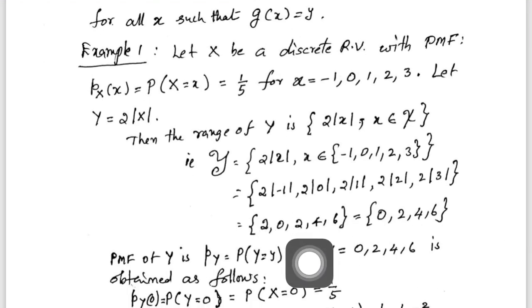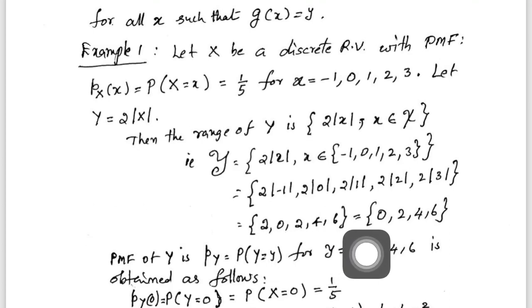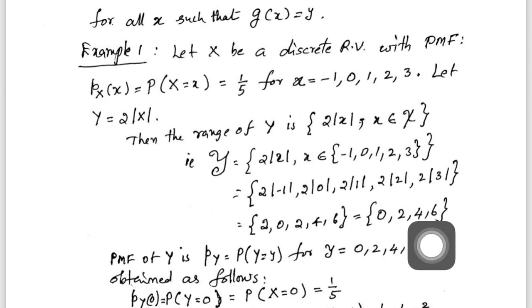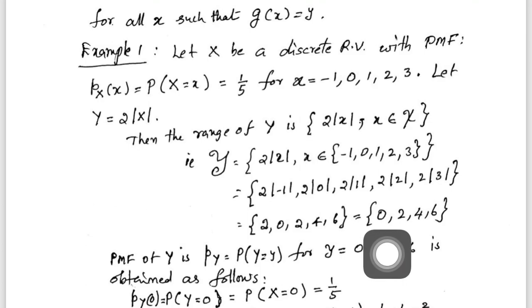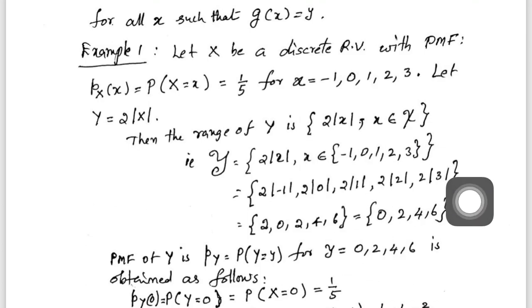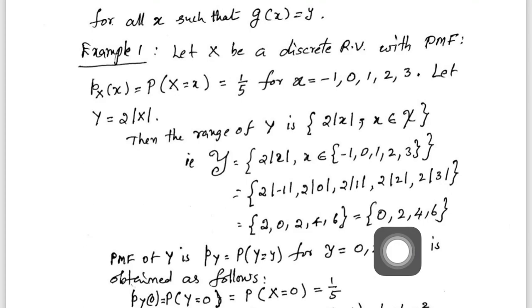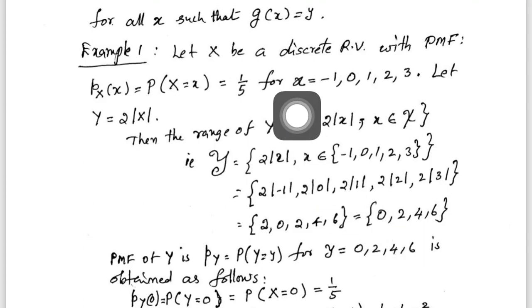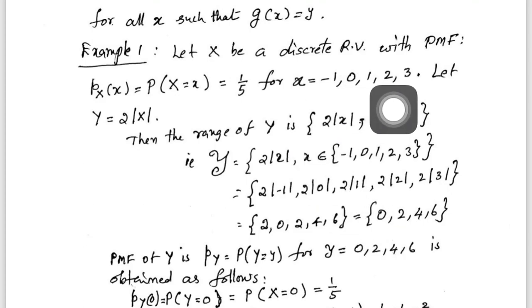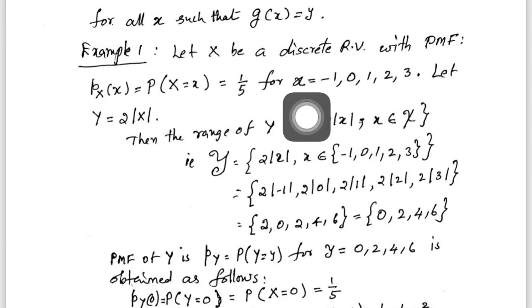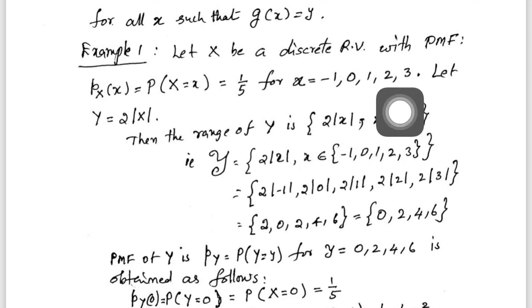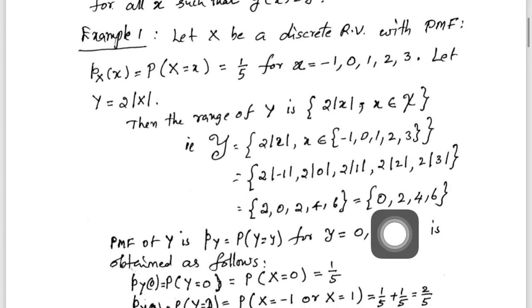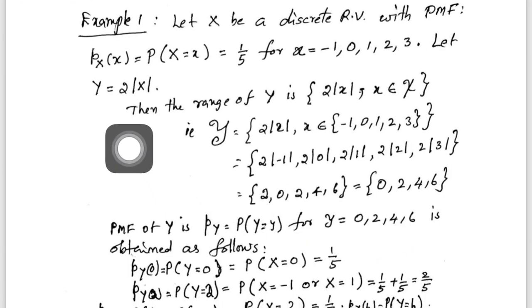This is 2, 0, 2, 4, 6. And 2 is repeated, so in this set you need not repeat 2. So the set is {0, 2, 4, 6}. These are the possible values. 0, 2, 4 and 6 are the only possible values of the new variable capital Y when the original variable X takes the values -1, 0, 1, 2, 3. Here you can note that X takes 5 values, whereas Y takes only 4 values. For this particular example, Y is equal to 2|X|.